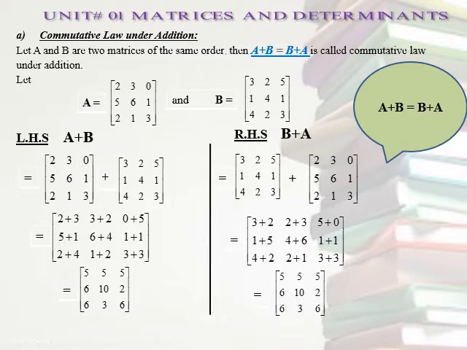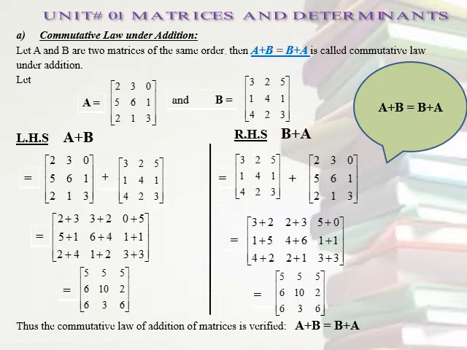As you can see that the left hand side is equal to the right hand side. Thus the commutative law of addition of matrices is verified, that is A plus B is equal to B plus A.